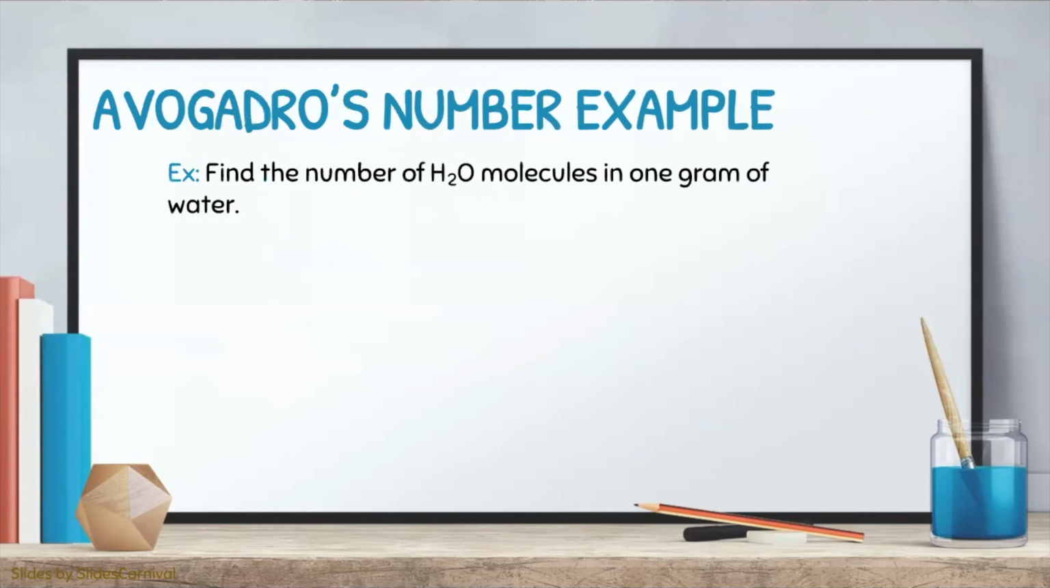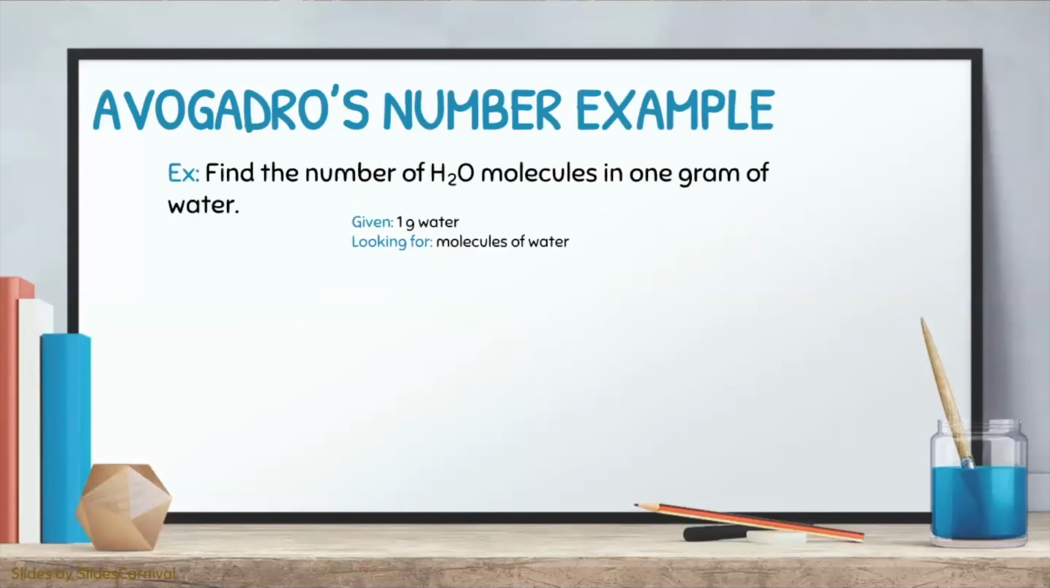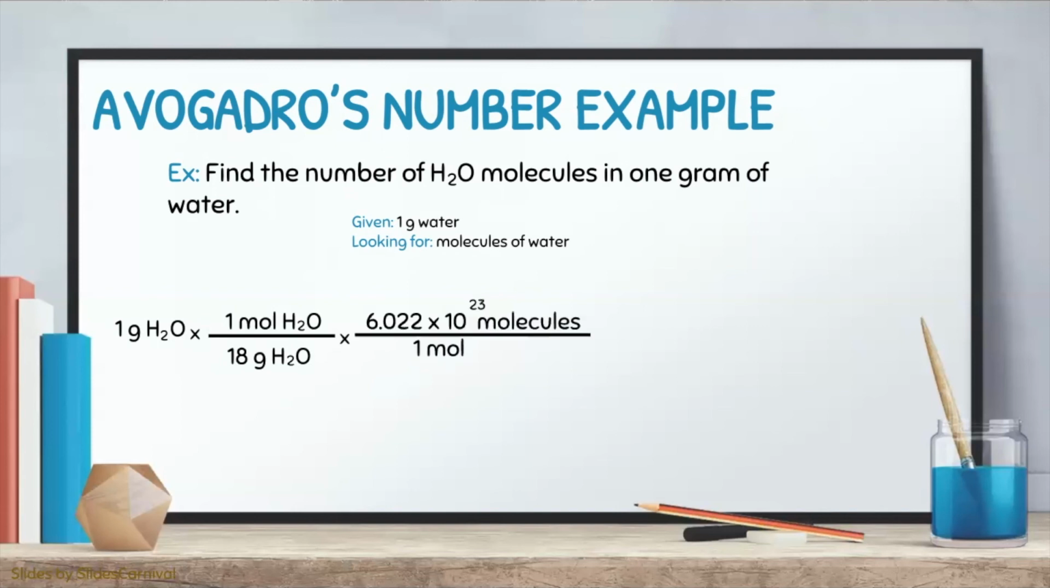Now here's an example using Avogadro's number. If you want to try it out first, pause the video. So in this problem, we're trying to find the molecules of water. You're going to start with 1 gram of H2O since it's given in the problem. Then you'll convert grams to moles using the masses from the periodic table. Now you'll use Avogadro's number in the conversion.